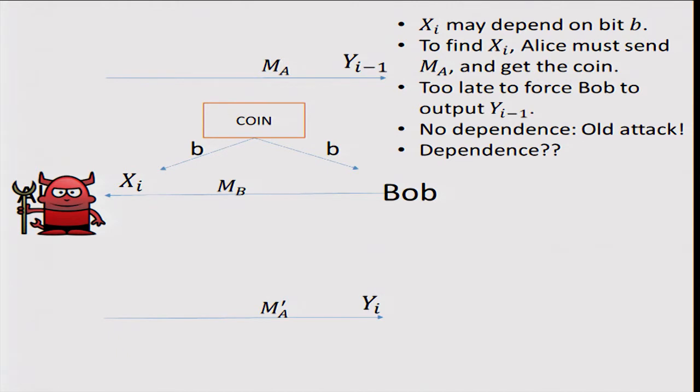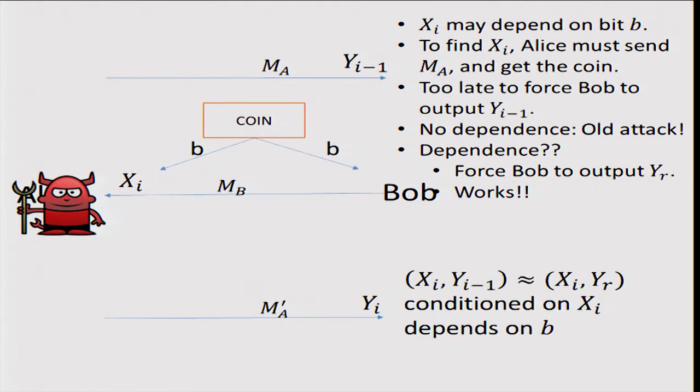Now in this case, Alice simply continues the protocol up to the end and forces Bob to output YR. And surprisingly, this works. The reason this works is because since Xi depends on the bit B, this makes it independent of Yi minus 1. And because XOR is a deterministic functionality, once we fix the inputs, the output is also fixed. This makes Xi independent of the final output as well.